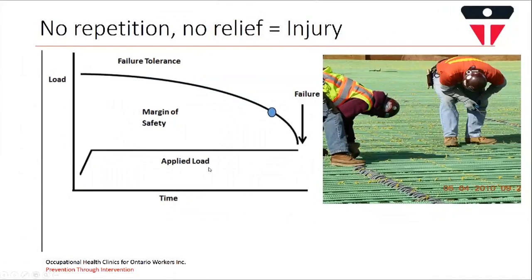The second type of injury is repetition, or low force over a long time. In this example, we have iron workers bent over all day long, tying together rebar. As a result, we get stretching or elongation of their muscles, and the tissue tolerance begins to decrease. When their margin of safety is reduced and crosses over the applied load, we can see an increased risk of injury occurring.